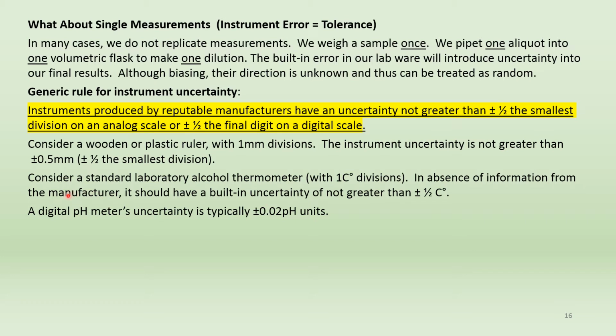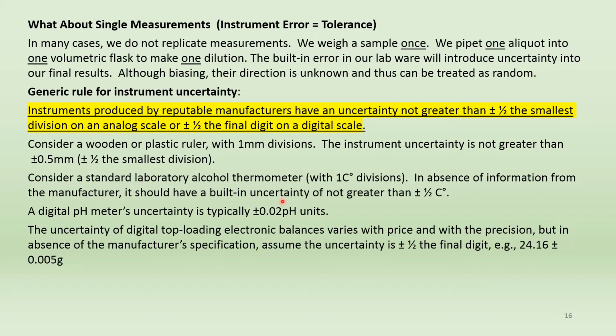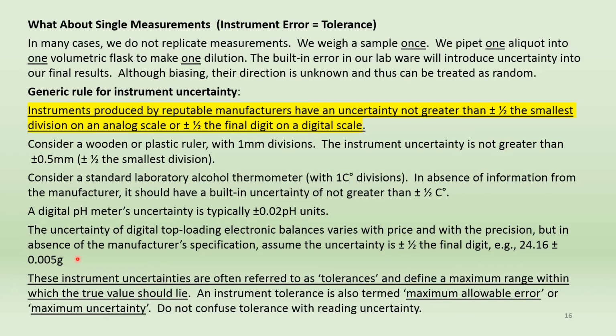Now, literature says that digital pH meter uncertainty is typically plus or minus 0.02 pH units. And uncertainty on digital top-loading electronic balances, well, it varies with the price and with the precision, but in absence of manufacturer specification, we would assume the uncertainty to be plus or minus 1/2 of the final digit. So for example, if the mass was reading 24.16 grams, then half of the last digit would therefore be plus or minus 0.005 grams.